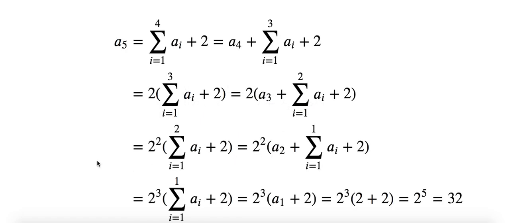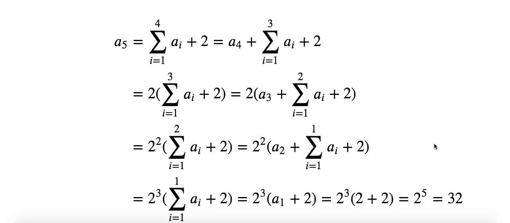For our first solution, since 5 is greater than 1, we can use the recursive formula on a sub 5 to represent it with a sub 4. Let's repeat the process on a sub 4, a sub 3, and a sub 2. If we replace a sub 1 with its value of 2, we get our result.